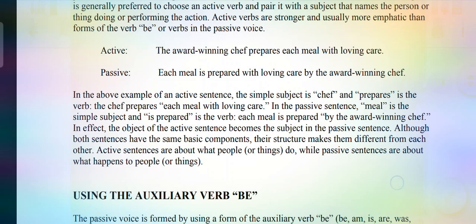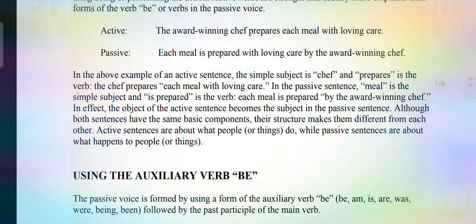Now, in the above example of an active sentence, the simple subject is given and prepares is the verb. Now, in the passive sentence, each meal is prepared with loving care, meal is the simple subject and is prepared is the verb. In effect, the object of the active sentence becomes the subject in the passive sentence. Although both sentences have the same basic components, their structure makes them different from each other.